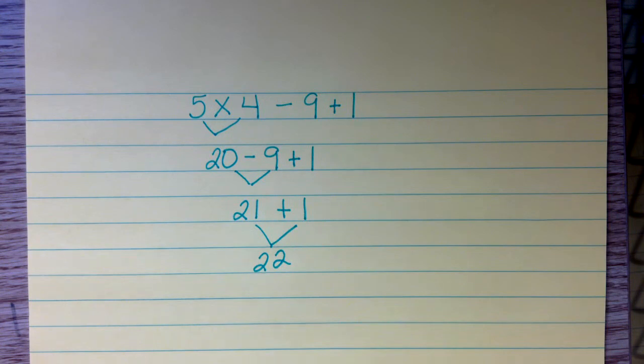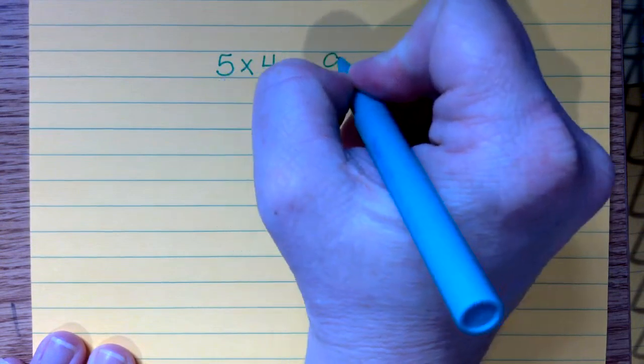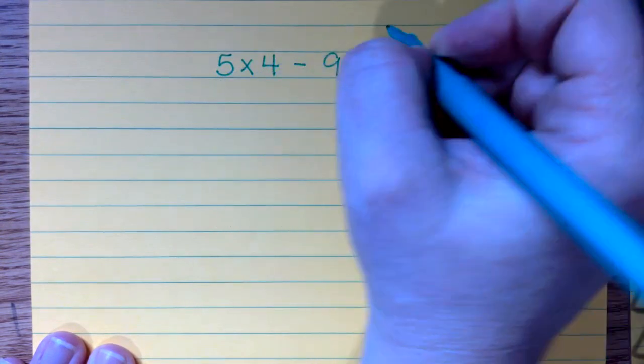Now what I'm curious about is, how would this change if we did have parentheses? 5 times 4 minus 9 plus 1.